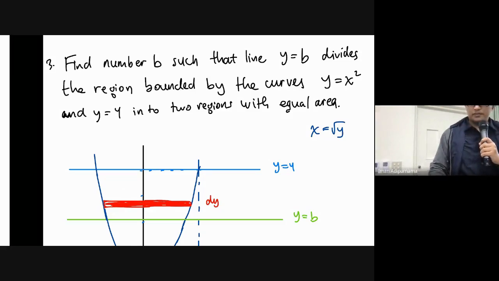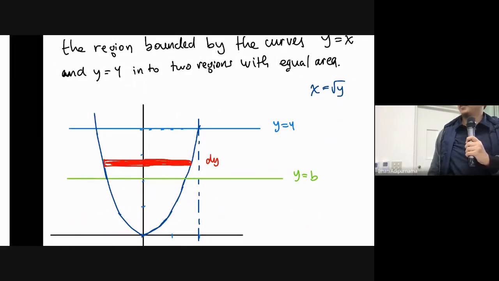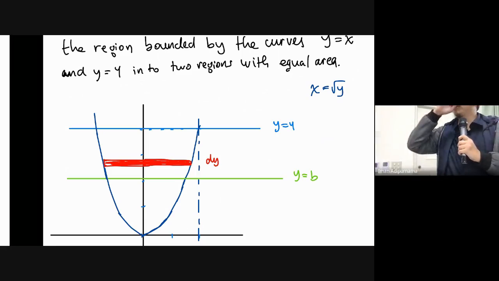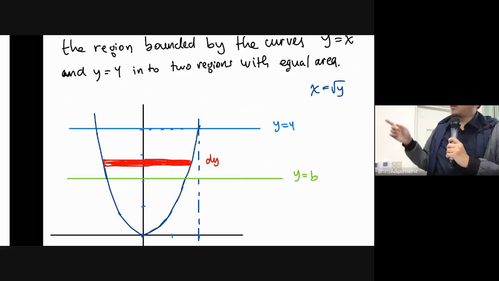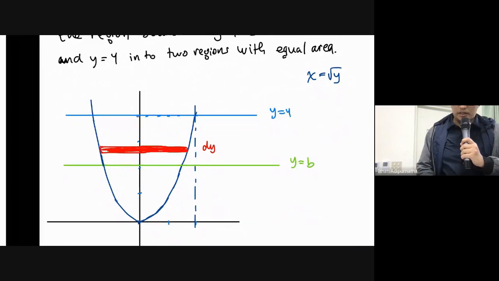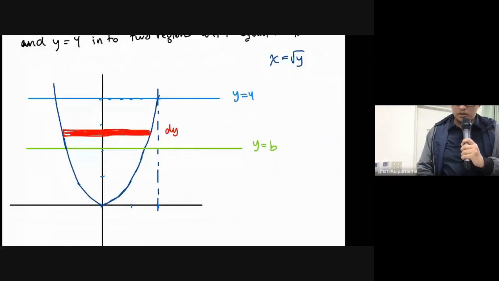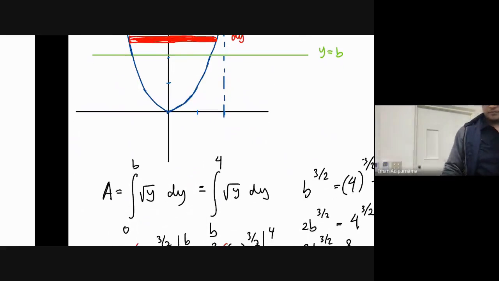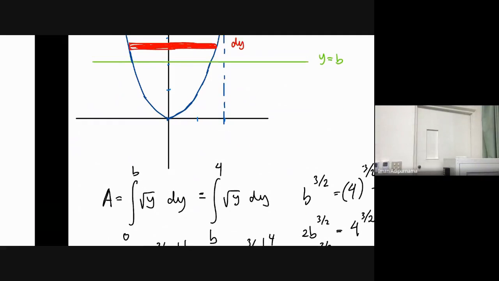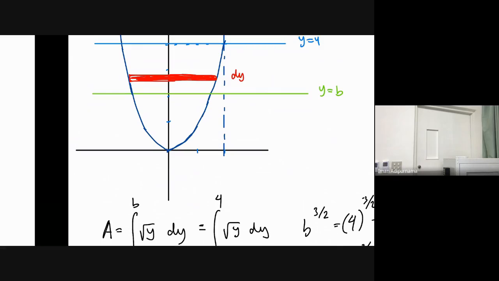So first thing, draw the graph. Draw all the information inside the graph. The curve y equals x squared, y equals 4, and y equals b. So based on the question, the areas from 0 to b and b to 4 should be the same area.